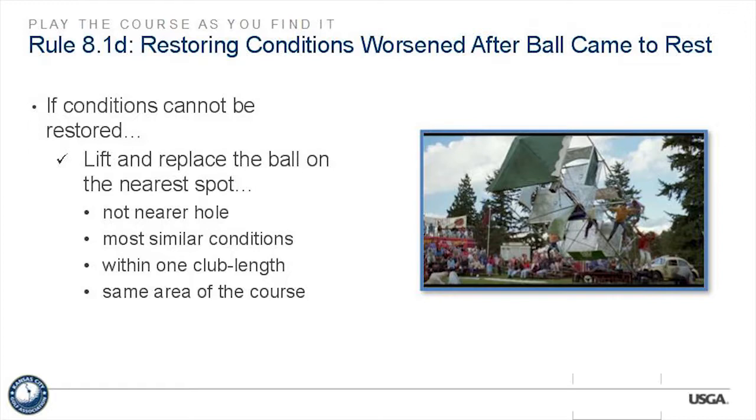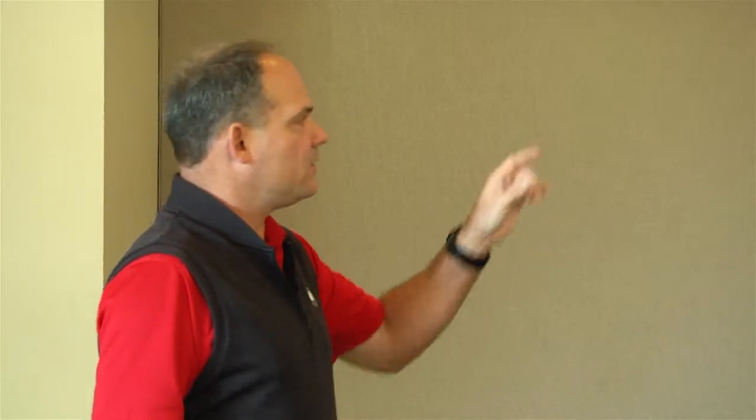So if you cannot restore these conditions, we're going to lift and replace the ball in the nearest spot that is no nearer the hole, in the most similar conditions, and within one club length of the original lie. It must stay in the same area of the golf course. So if one club length takes you from the general area to the putting green, you're not allowed to go to the putting green, even if that one club length is within it. It specifically says you have to stay in the same area of the golf course as the original lie.